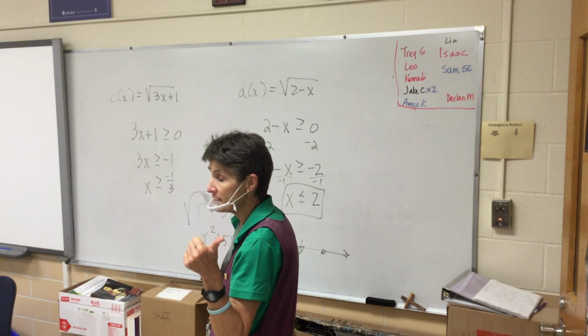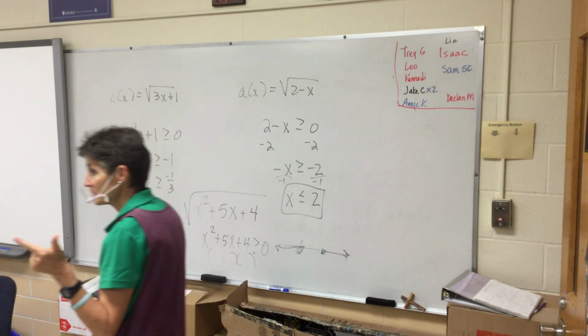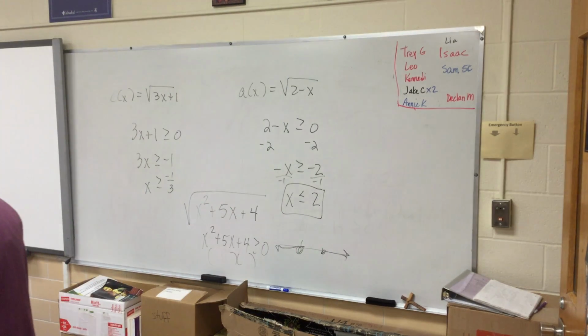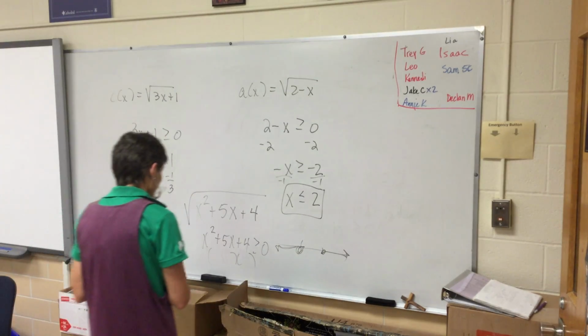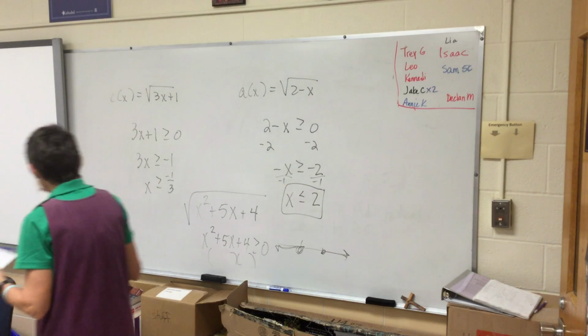Okay, so domain: denominator can't be 0, whatever's underneath the radical must be positive. Okay. All right, part 3 deals with asymptotes.